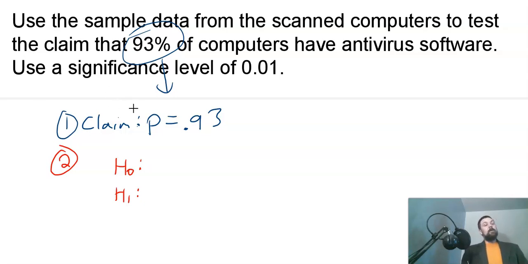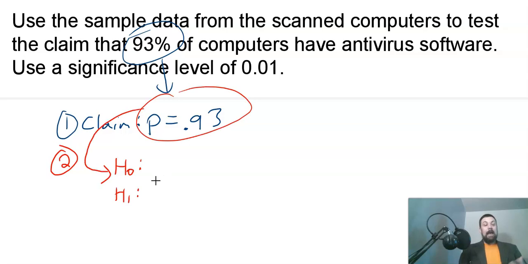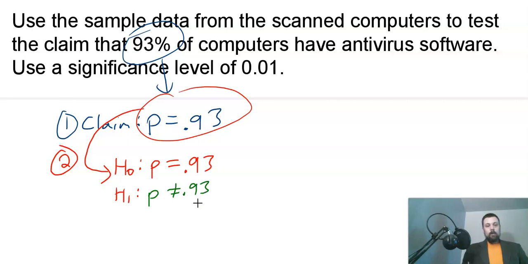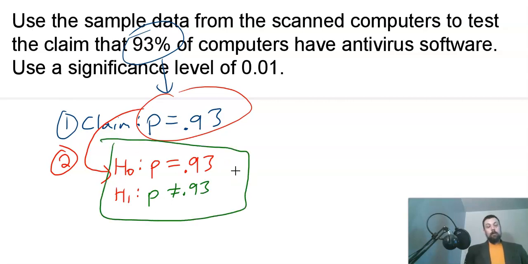So essentially it comes down to, if the claim has equality, then it becomes the null hypothesis. It has to. It can't become the alternative, because then you can't satisfy the last option, which is that they're opposites of each other, or you can't satisfy the second option, which is that the null has equality in it. So the only way to satisfy all three of those is if the claim has an equals to, the claim becomes the null hypothesis. So we get P equals 0.93. Now the alternative hypothesis has to be the exact opposite of that. The exact opposite of equals to is not equals to. And so there is our null and alternative hypothesis.